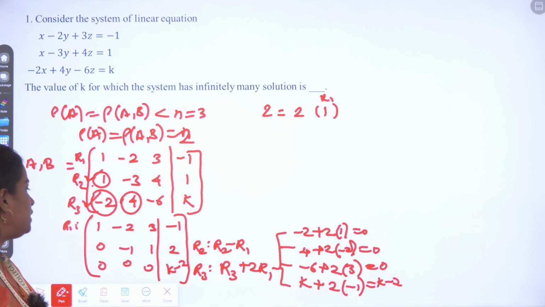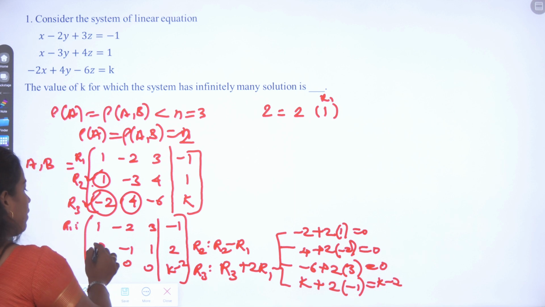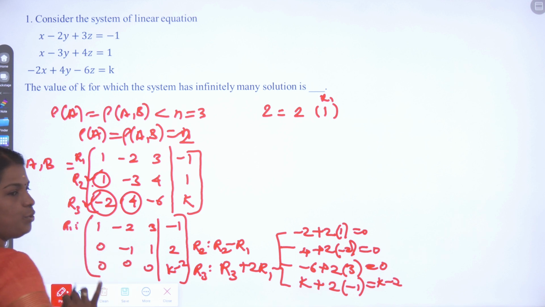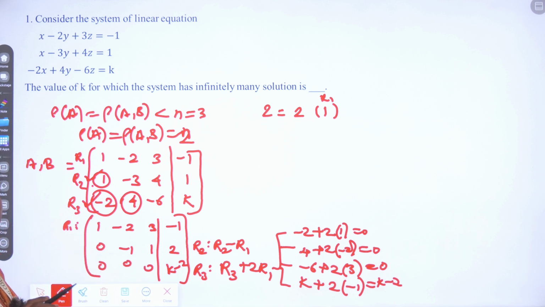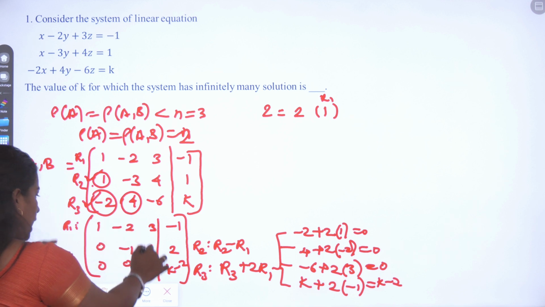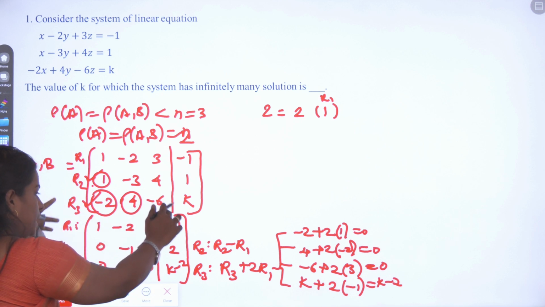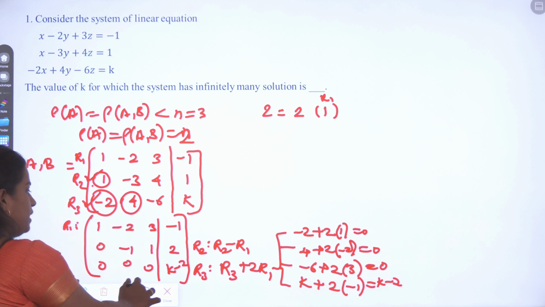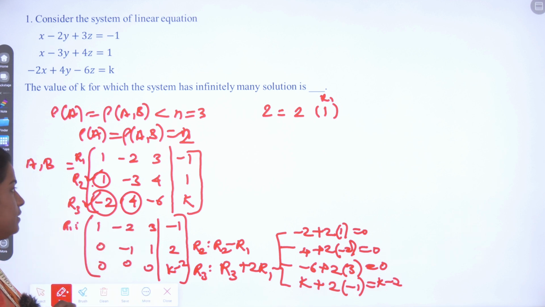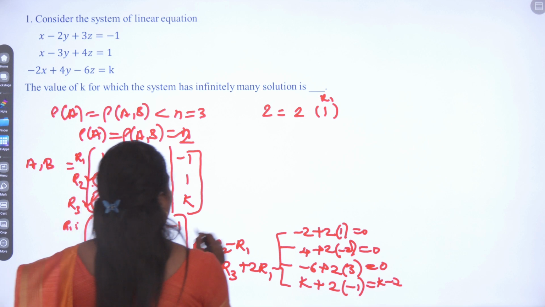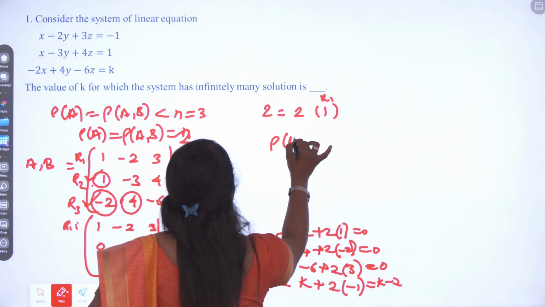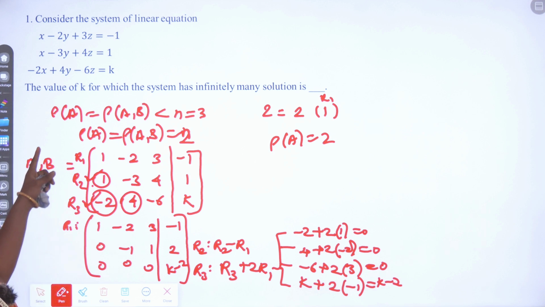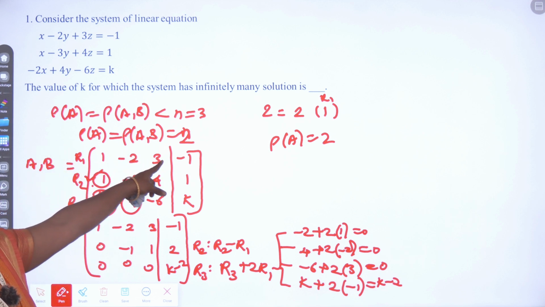Our aim is to convert into row echelon form, and we have obtained it. We have already converted all those 3 elements into 0. Now it is over. Now finding the rank of the matrix A and then the rank of the complete augmented matrix. When we check, rank of the matrix A is 2. So from this row echelon form, rho of A is equal to 2. Our aim is to check whether rho of AB is also equal to 2.